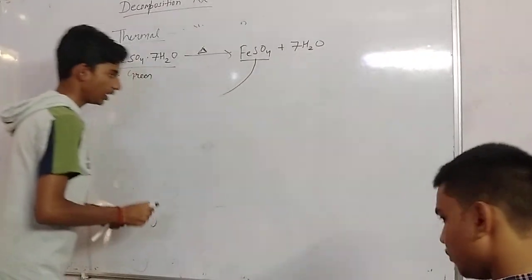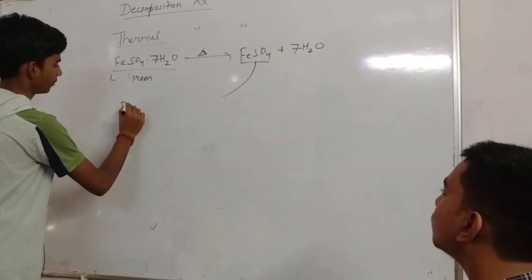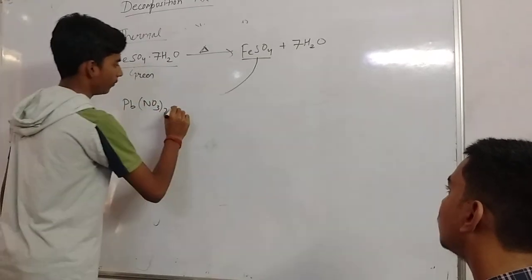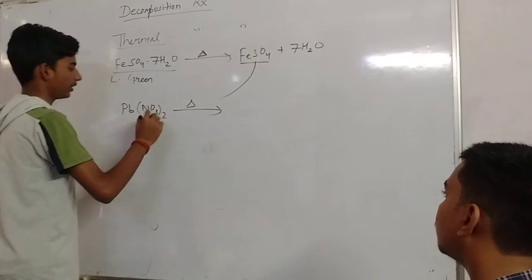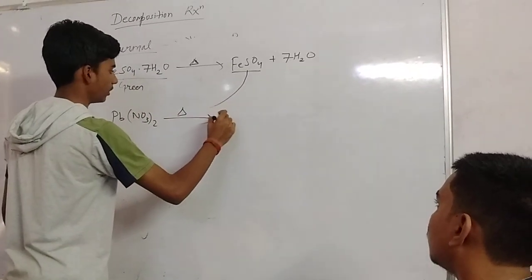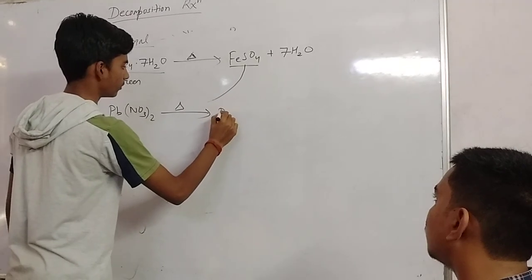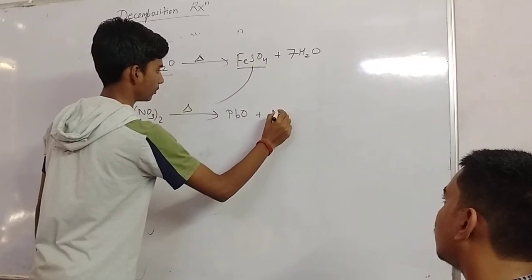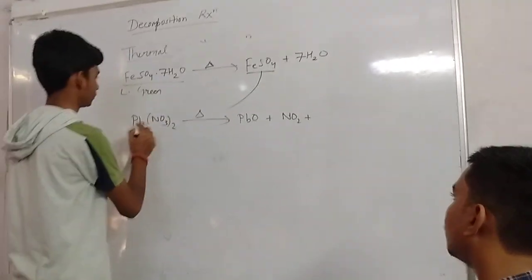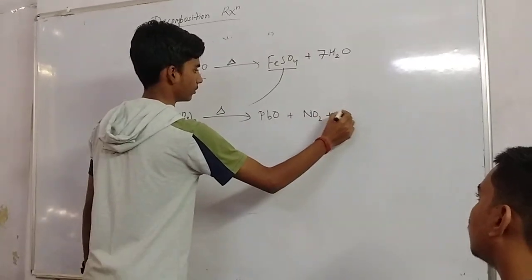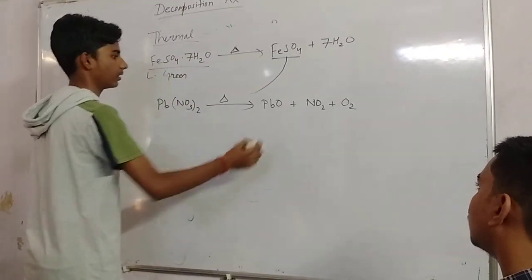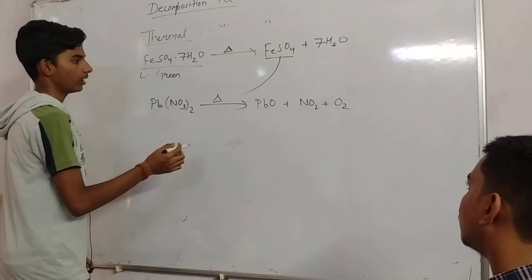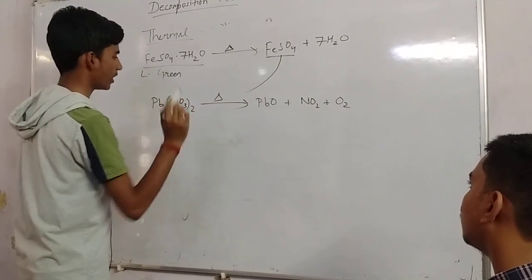All three of you. Lead nitrate is Pb(NO3)2. When we give heat, it will decompose into PbO plus NO2. Okay. So this is what it looks like. Is it a balanced equation? No, it is not balanced, we have to balance it.